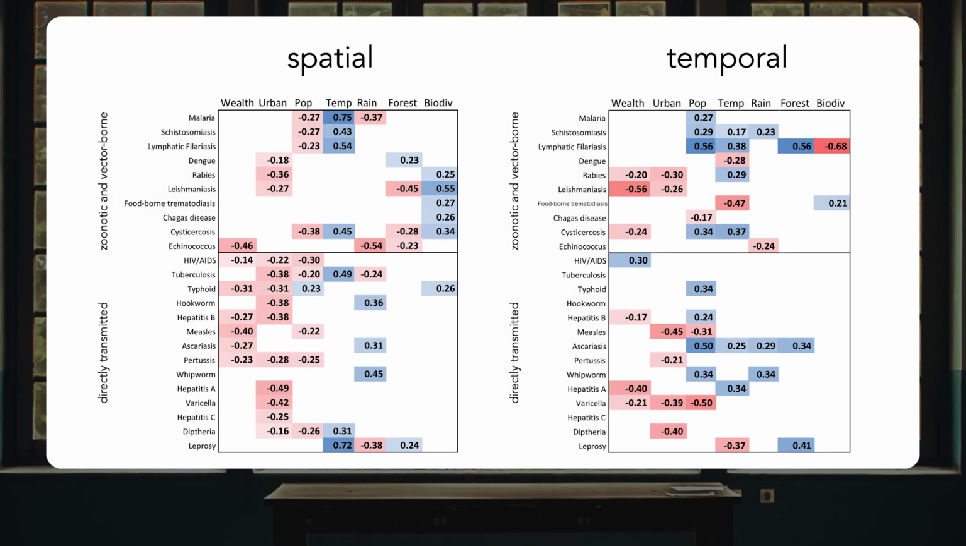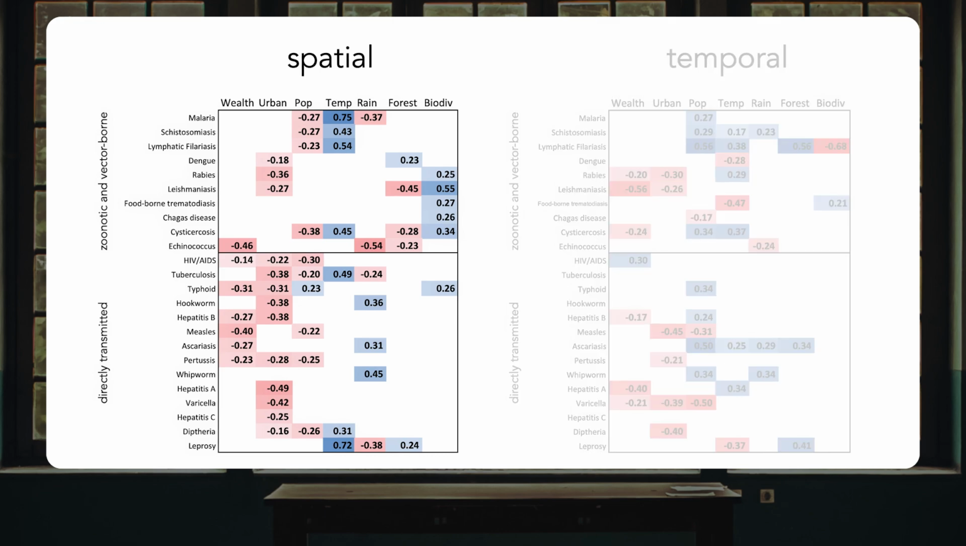With that in mind, we can just sort of scan our eyeballs over the colors and see that there are a couple of common patterns. In the spatial analysis, we see that poor countries tend to have more infectious disease. So we tend to see lots of red in that wealth column. The more wealth you have, the less infectious disease you have, a negative correlation. Similarly, the more urbanization you have, the less infectious disease you have. The hotter your country is, the more infectious disease you tend to have, so that's a positive correlation. And we also see a positive correlation in general with biodiversity. The more biodiversity you have, the more infectious disease you tend to have.